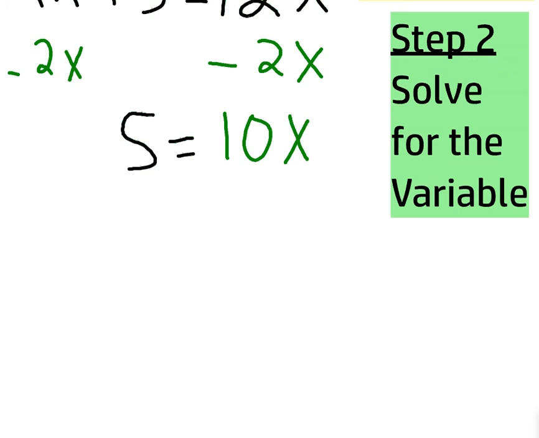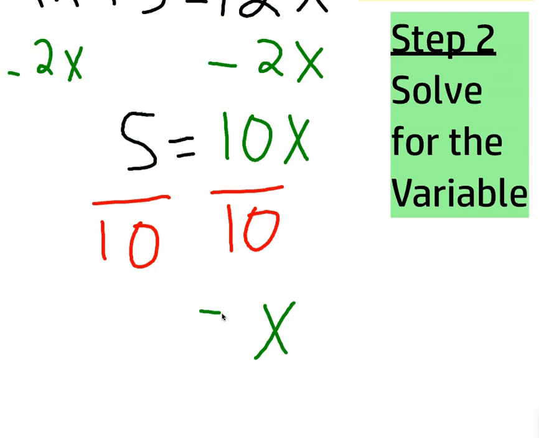All right, so what would you do from here to solve for x? Somebody raise their hand and tell me. Layla, thank you. Divide by 10. That way the x will be by itself, okay? So what do you get, x is equal to? 1/2. 5 over 10 simplifies to 1 over 2. If you divide the top and bottom by 5, you get 1 over 2.